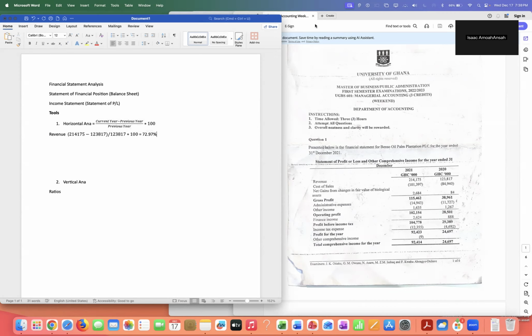All right. So it means we can also work out growth in the other elements. But what does this mean? 72.97% means that revenue in 2021 grew by 72%, approximately 73%. What this suggests is that the firm's revenue is the money that you generate from your sales, right? So in 2021, your revenue grew by 72.97%. That is what it means. As simple as that.